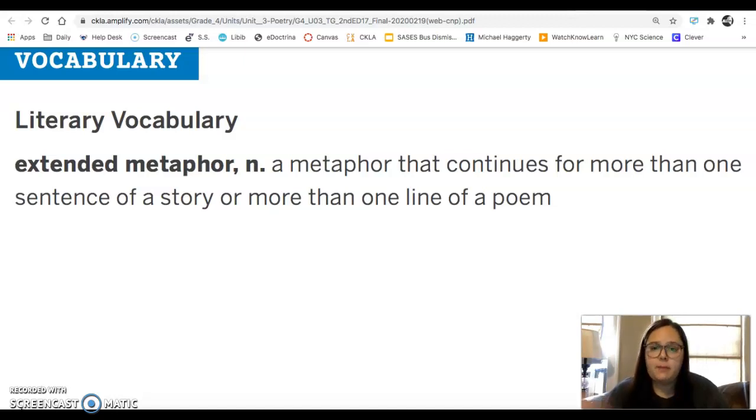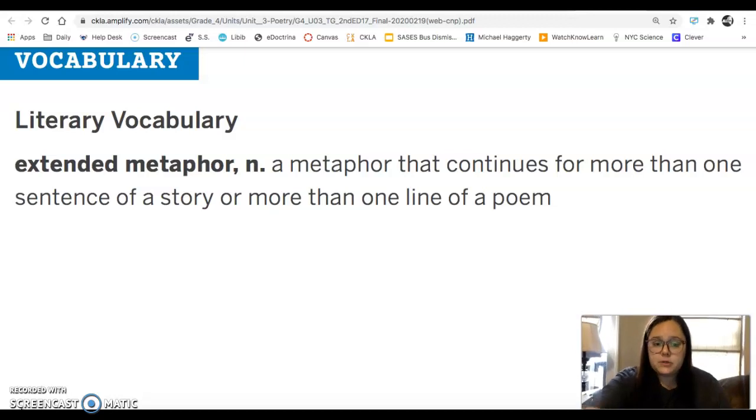So we already talked about metaphors. Metaphors are when you compare two things without using the word like or as. So, for example, if you had a friend that was really tall, you might say, "My friend is a giraffe." So we're comparing your friend to the giraffe because they're both tall.